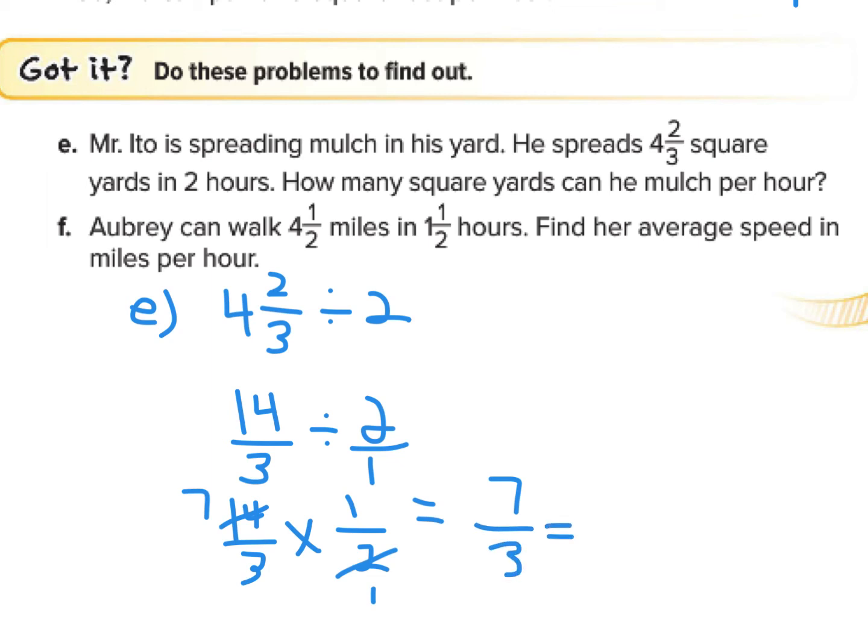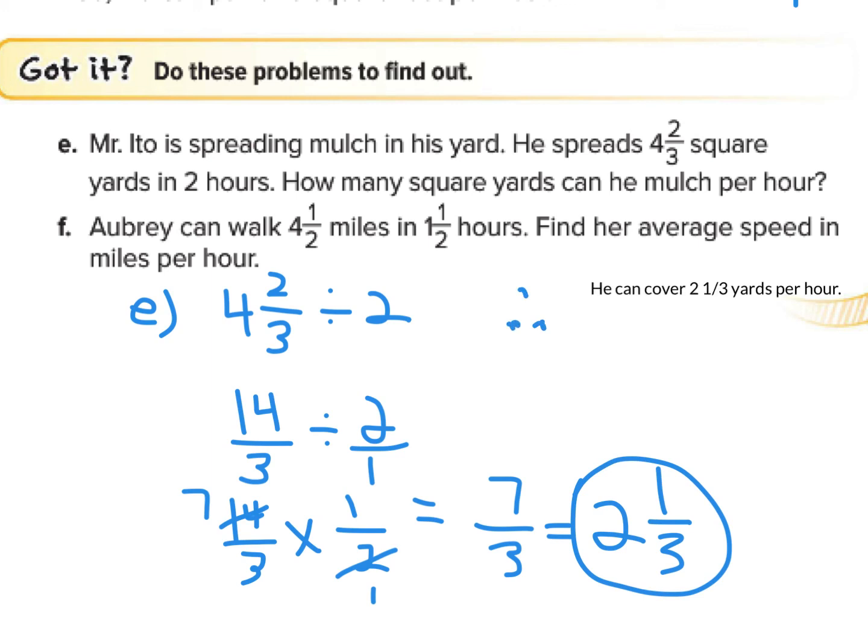Let's change this improper fraction to a mixed number. How many 3's are in 7? 2, right? That would bring me up to 6. That means I have 1 left over to get to 7 over the next 3. So 2 1/3. Okay, so he would be able to cover 2 1/3. Therefore, he can cover 2 1/3 yards per hour.